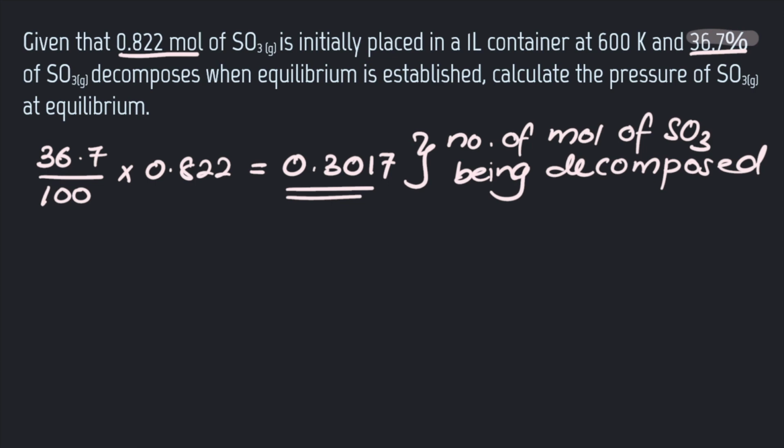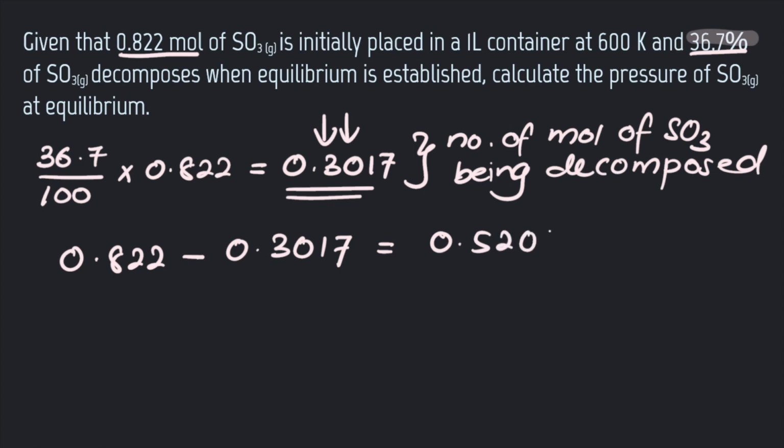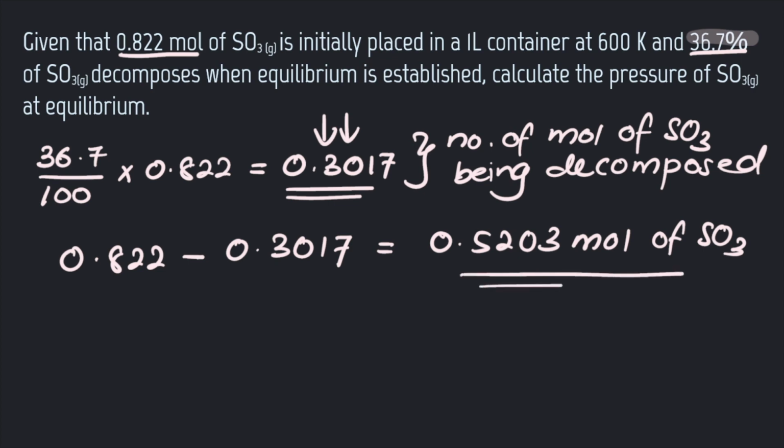But initially you have 0.822. So this is the initial, and this is how much has been decomposed, 0.3017. So you minus that, and you will get 0.5203 mole of SO3 still available, right? It asks you to calculate the pressure of SO3 at equilibrium. So at equilibrium, this is the number of mole of SO3 that still exists.